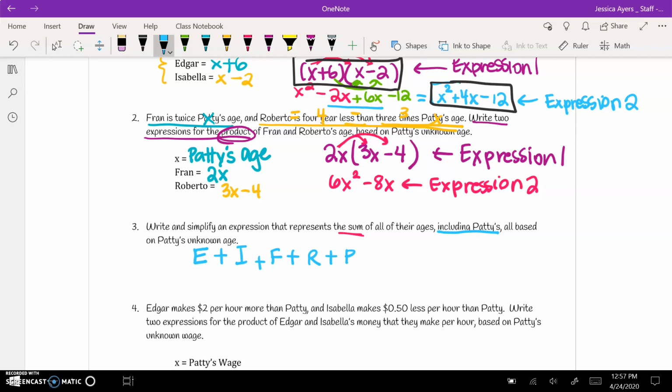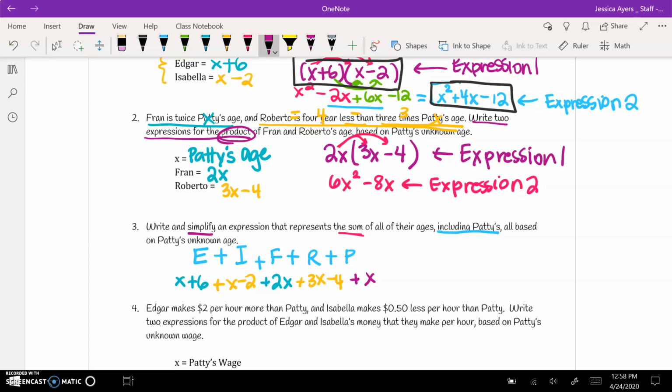So now I just write what those expressions were. Edgar was x plus 6. Isabella was x minus 2. Fran was 2x. Roberto was 3x minus 4. And Patty has been x all along, so we'll add in Patty at the end.